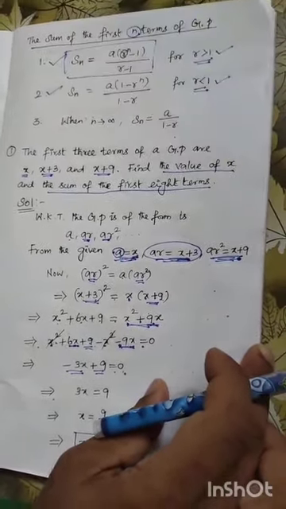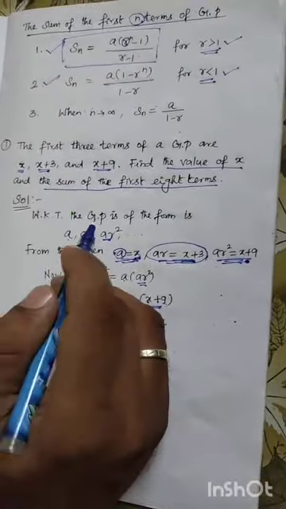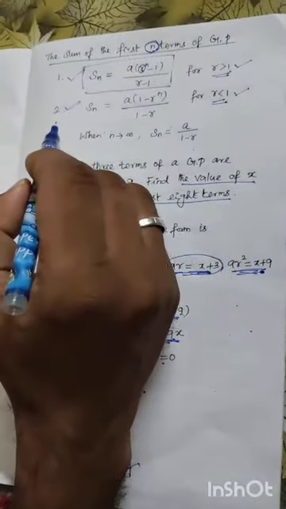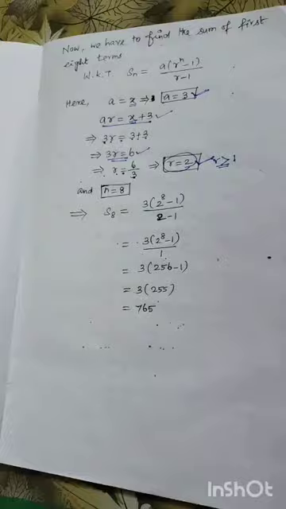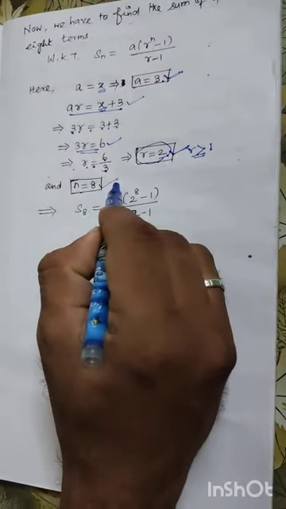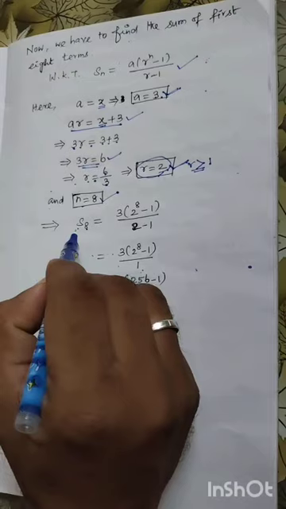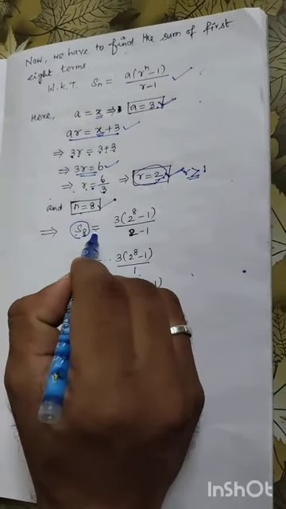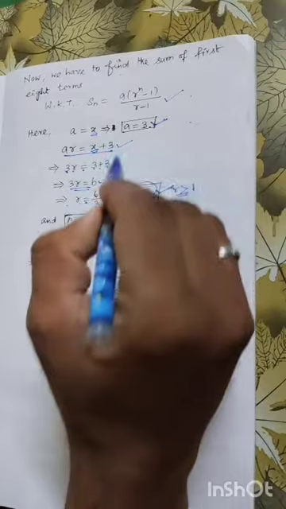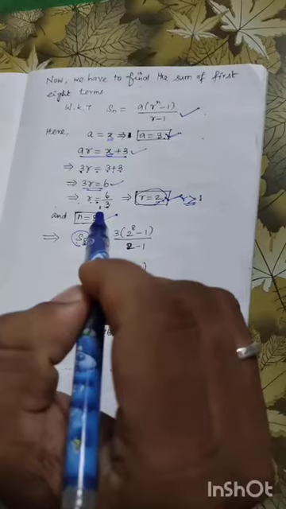Now we try to find the sum of the first 8 terms. The sum of the first 8 means n equals 8. So we have the values of a, r and n: a equal to 3, r equal to 2, and n equal to 8. By using this formula, the sum of the first 8 terms, S8, is equal to, what is a? 3. In this formula we have to replace the values of a, r and n.